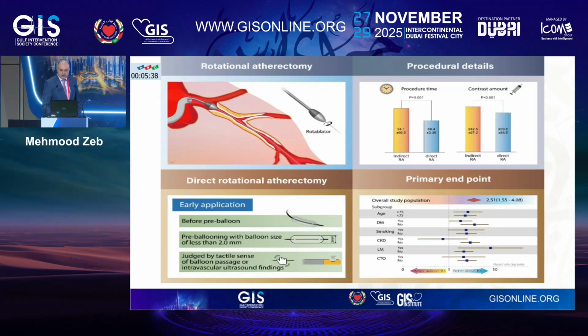Studies of upfront rotational atherectomy, compared with using it after failure of various devices, have shown that if it's used upfront, it will reduce the procedure time and contrast. So it's usually better to plan the treatment before starting the procedure based on the available imaging.